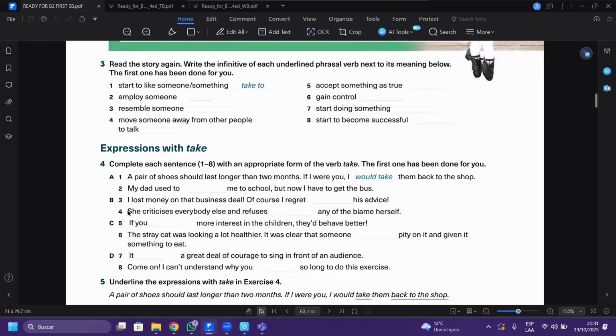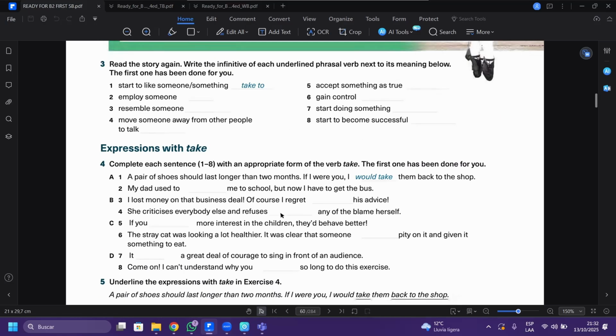Number 3. I lost money on a business deal. Of course, I regret. Whenever we have the verb regret, the next verb has to go with the ing form. All the verbs after regret need to go with the ing form. I regret taking his advice. In this case, we have 2 options: I regret taking his advice or having taken his advice. It could be any of those.